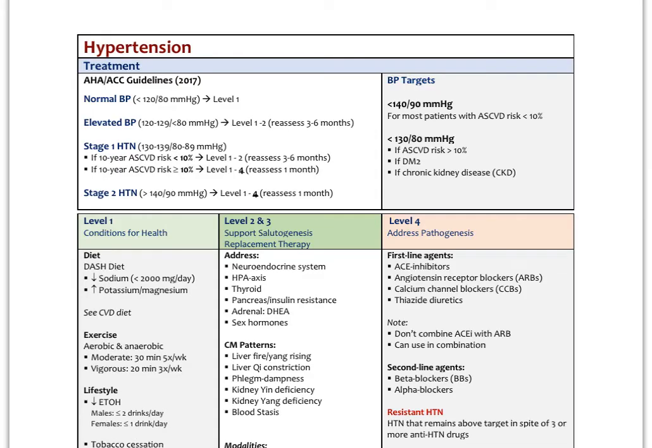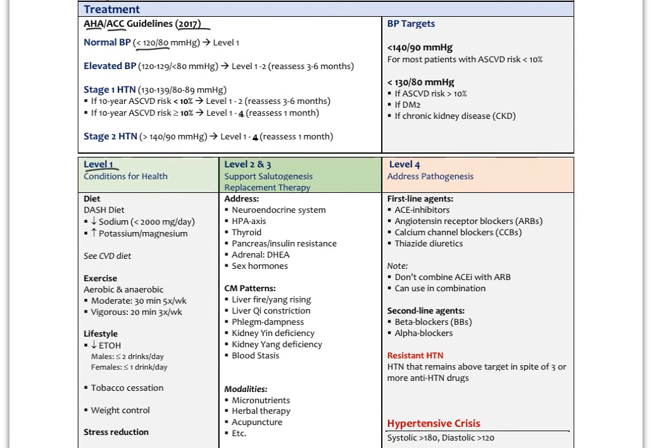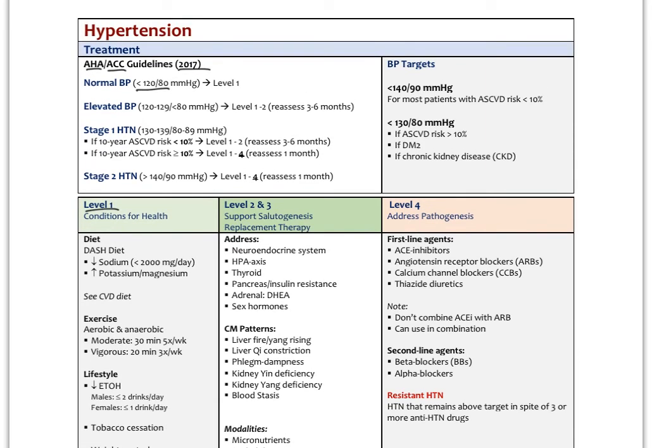So now I want to say a few words about the biomedical treatment of hypertension. Again, these come from the different guidelines. I'm going to be using here the American Heart Association, American College of Cardiology 2017 guidelines. Again, a normal blood pressure is less than 120/80. And basically on our therapeutic order, we can use our level 1 therapies. So basically just keep the person healthy. Make sure we emphasize good, healthy diet, lifestyle, exercise, stress reduction. So that's level 1 therapies, or just keep doing what you're doing. Your blood pressure is normal.